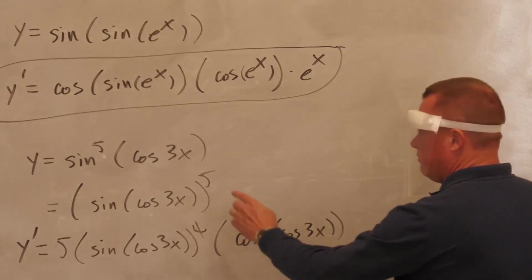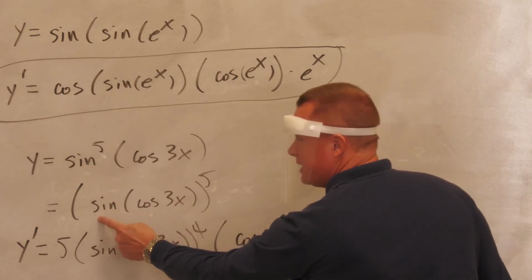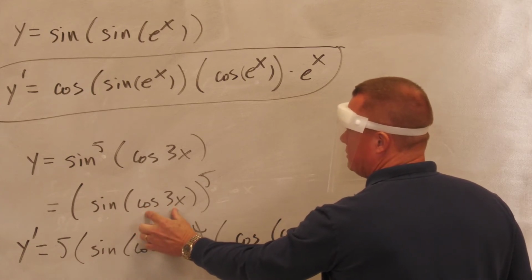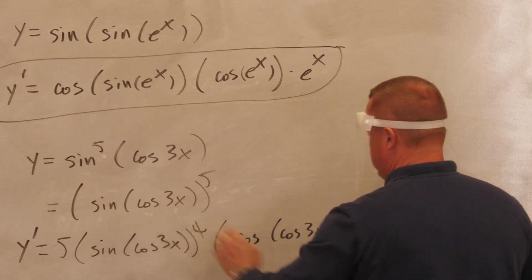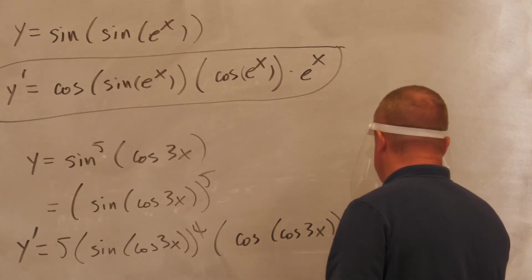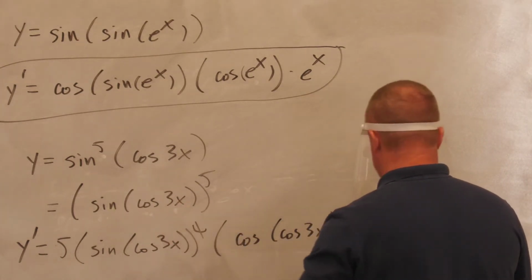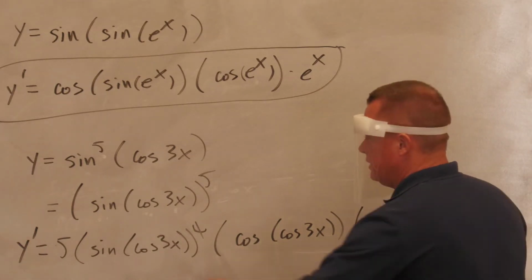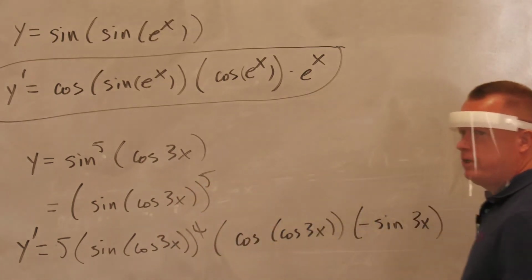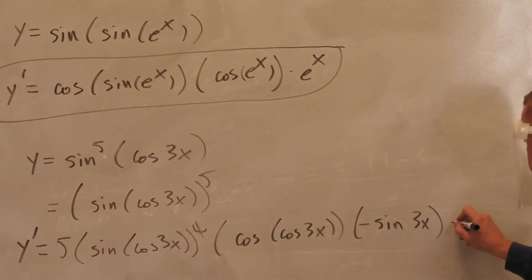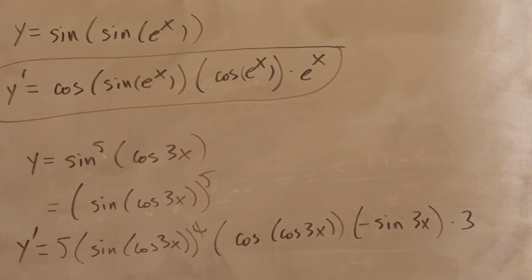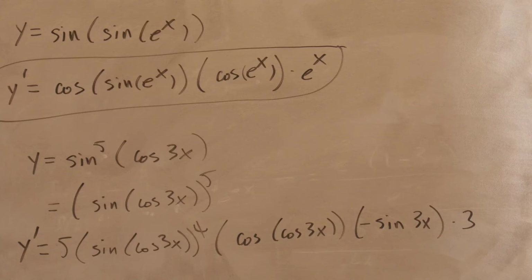All right, so now I've taken care of the power of 5, taken care of sine. Now times the derivative of the inside. What is the derivative of cosine? Negative sine. So I'm going to put a negative sine and then leave the 3x. And now I've got inside of there a function of 3x. What is the derivative of 3x? 3. Times 3. Okay, that's the whole thing multiplied out there. So, multiple chain rules there. All right, so any questions about that part?